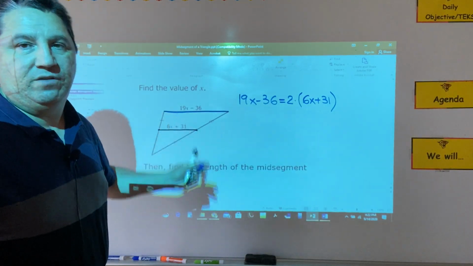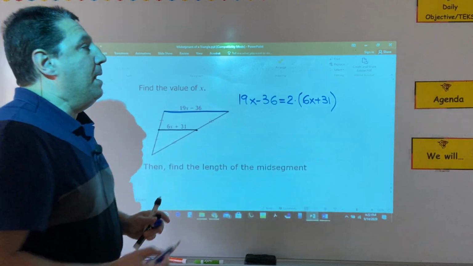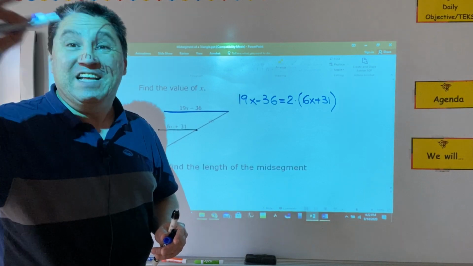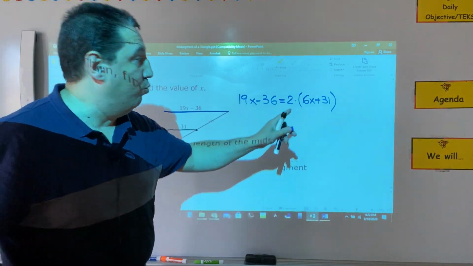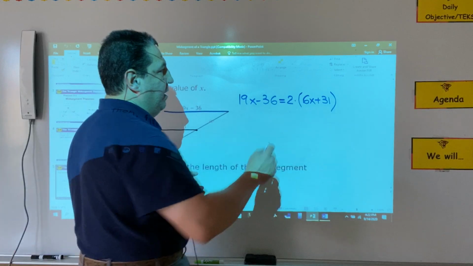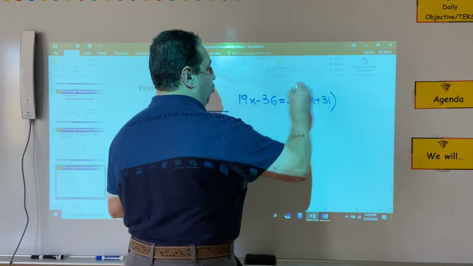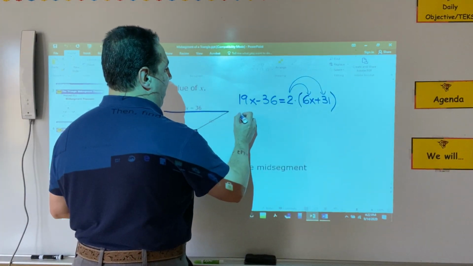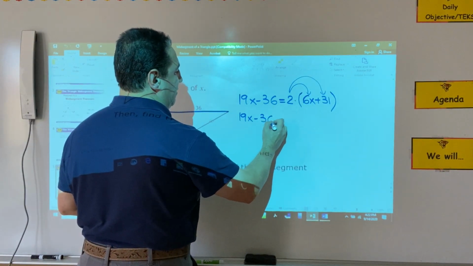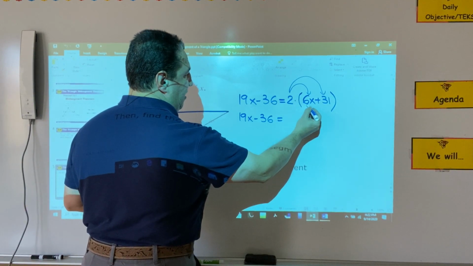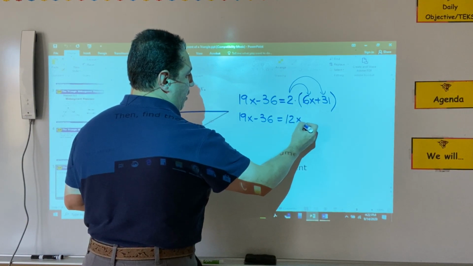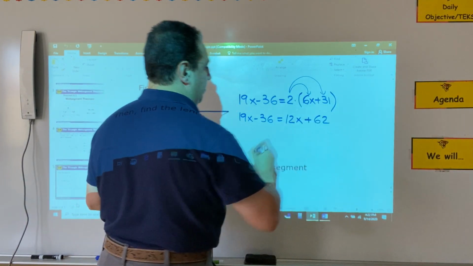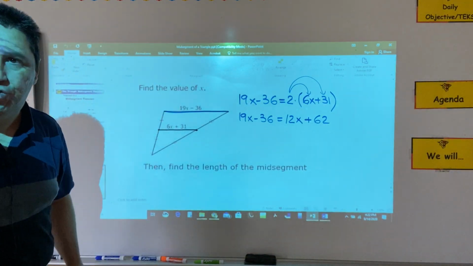Now we have an equation. How do we solve the equation? By simplifying the right side. How? By using the distributive property of multiplication over addition. So we multiply 2 by 6x and then 2 by 31. So we're going to have 19x minus 36 equals 2 times 6 is 12, and then write x. 2 times 31 would be 62. Good. And now we start solving the equation.